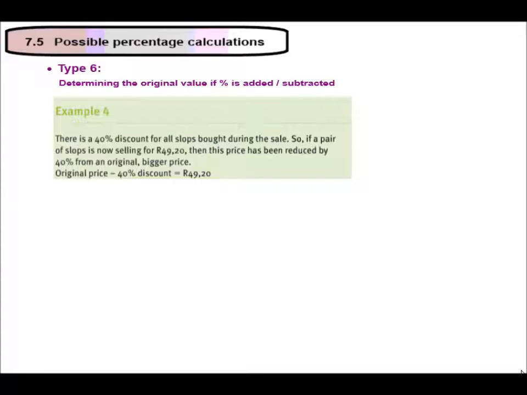Let's look at example 4, and this is an example of type 6, when you have to determine the original value if there has been a percentage added or subtracted. So this is increased and that will be decreased. The example in your book says there's a 40% discount for all the slops bought during the sale. So if a pair of slops is now selling at R49.20, then this price has been reduced by 40% from an original bigger price. Therefore the original price minus the 40% discount will give you R49.20.